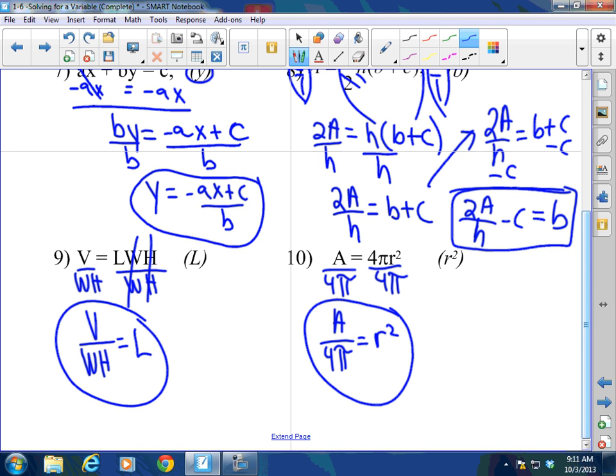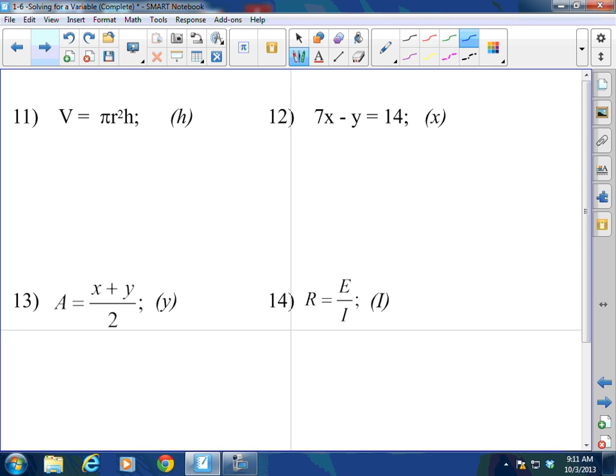See, it's the same thing as solving regular equations, except you're going to have a bunch of different variables this time. Same skills, though. All right, last but not least, I got volume equals pi r squared h. I want to solve for h. What is the relationship between pi r squared and h? How do you cancel multiplication? So what am I going to divide to both sides? Oh, yeah, pi r squared. Excellent. So volume divided by pi r squared equals h.